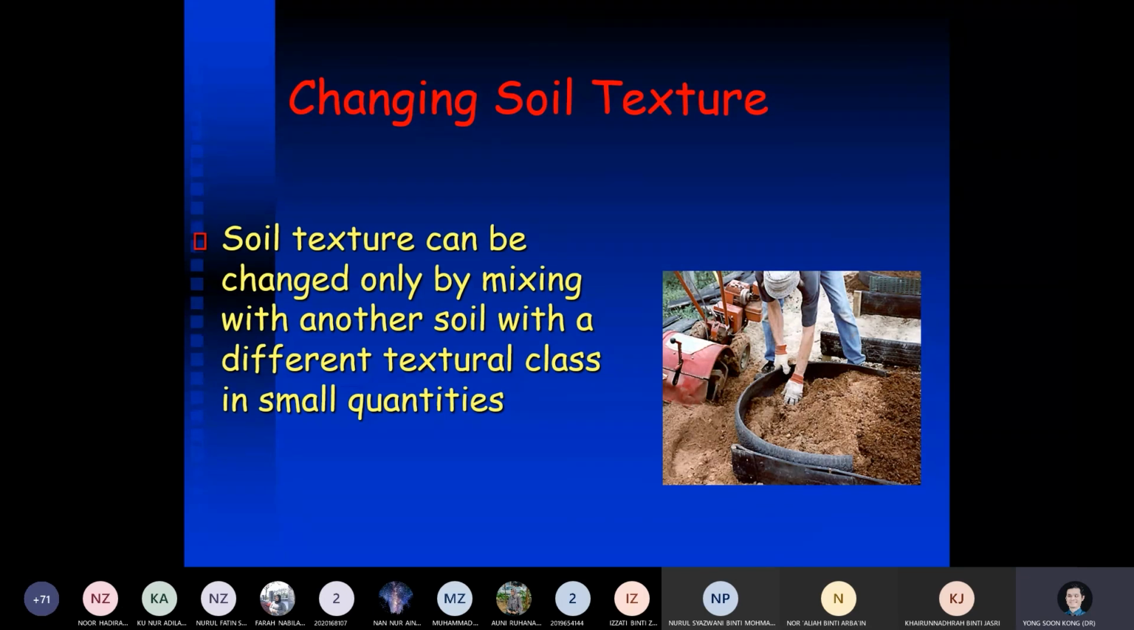So how do you change the soil texture? Well, if the soil texture is affected by the proportion of sand, silt, and clay, then you change accordingly. Okay. Although you can change the texture by altering the sand, silt, and clay particle percentages, usually that is not advisable unless you are a civil engineer.